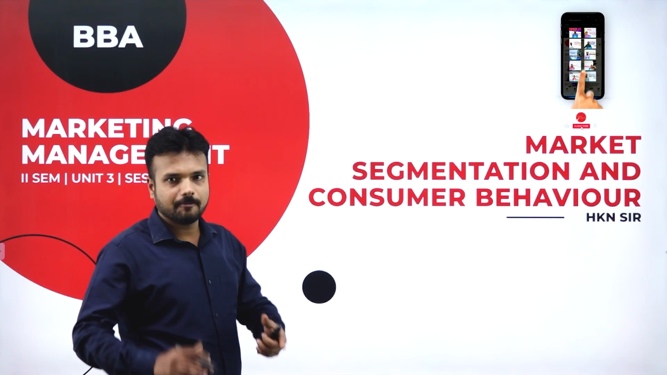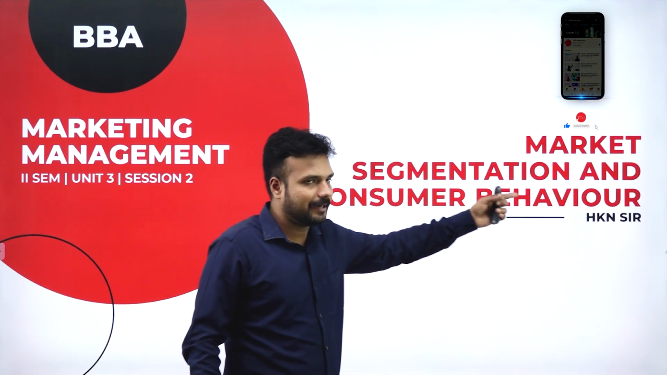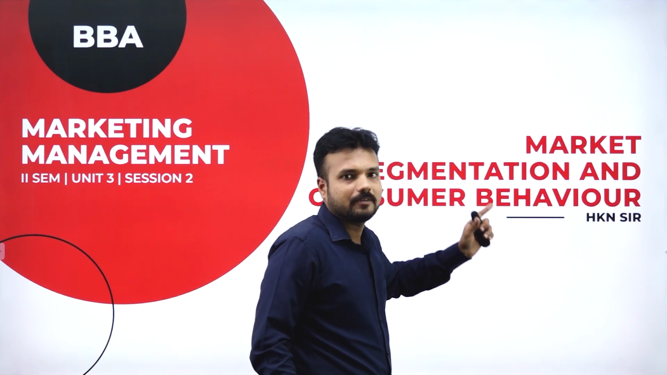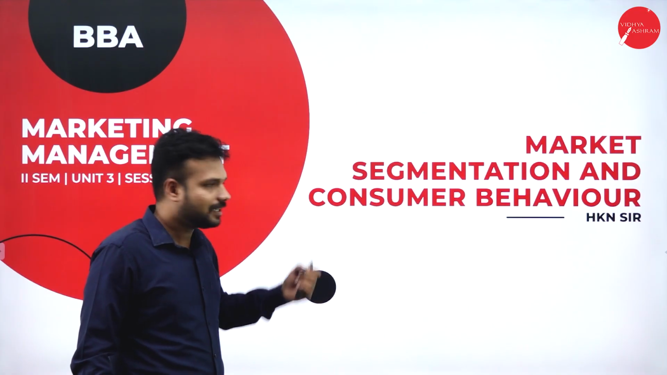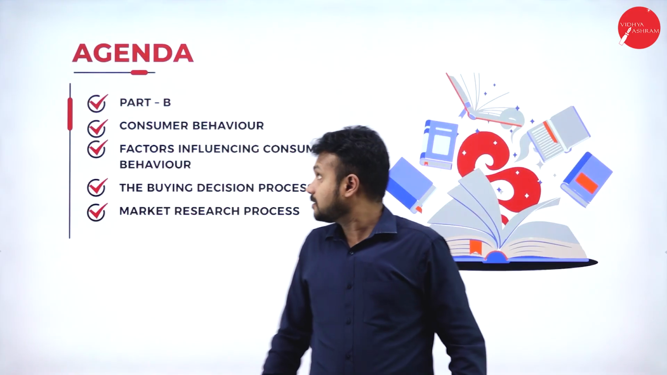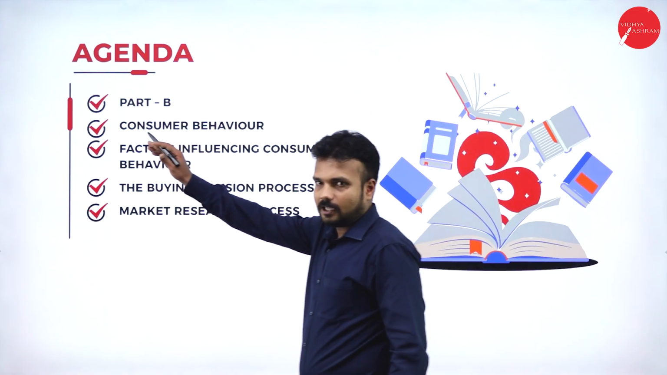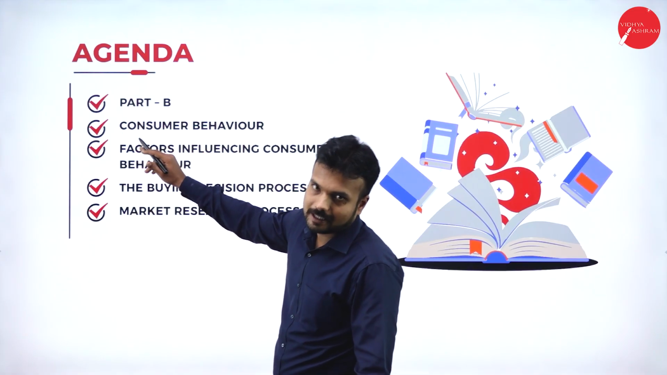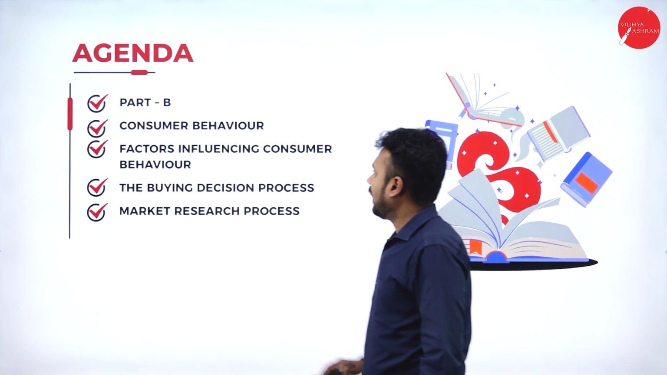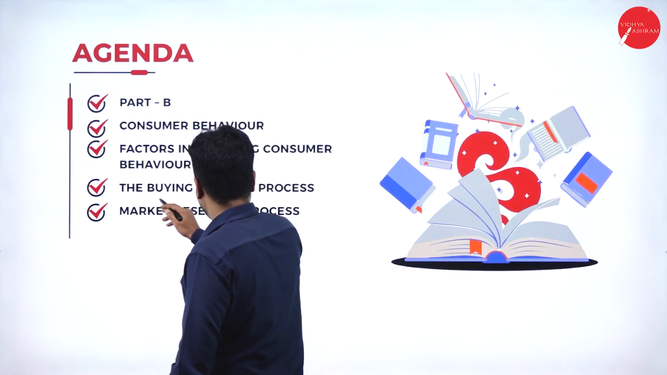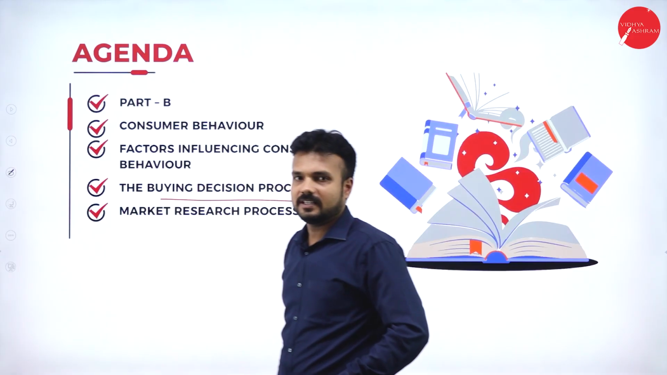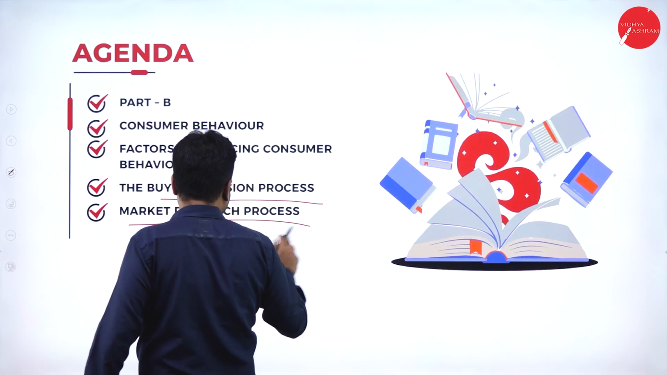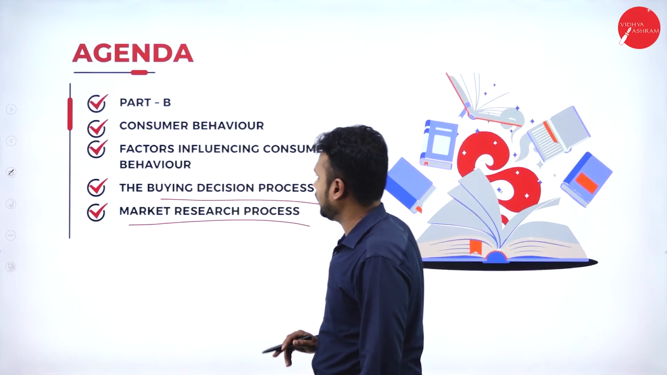As I said, in the previous session, we had learned about market segmentation. Here we are going with consumer behavior, that is part 2 of Unit 3, part B. So here we are going with introduction to consumer behavior, factors influencing consumer behavior, and the buying decision process. It is very important, and from the exam point of view, they may ask this question for 10 marks. Then the market research process. So these are the topics that we need to cover in today's session.